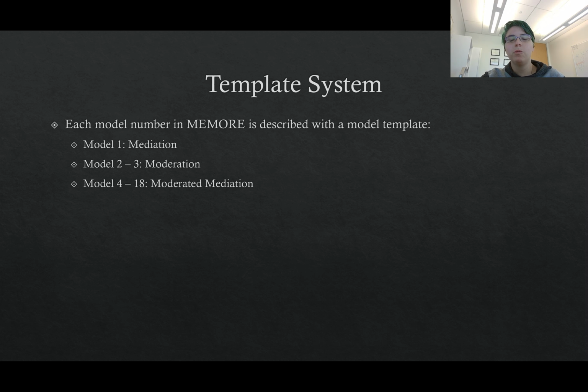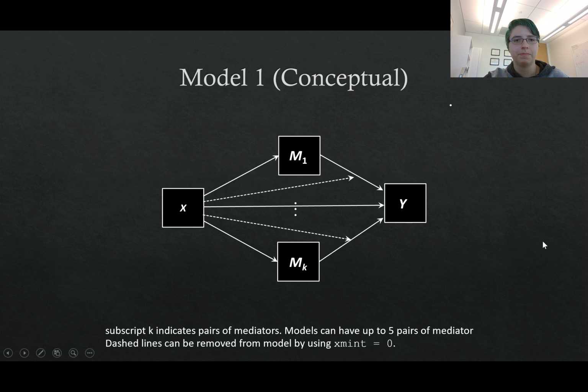So in MEMORE, model 1 is going to be a mediation model. That's been the case since the beginning of MEMORE. In version 2, I added 2 additional models, so model 2 and model 3, and these are moderation models. And the newest version is incorporating models 4 through 18, which are moderated mediation models. I'm going to walk through some of these templates, obviously not all 18 of them, but some of the major ones that might be of interest to you, and just explain how the model template system works. So each model is going to have a conceptual diagram and a statistical diagram.